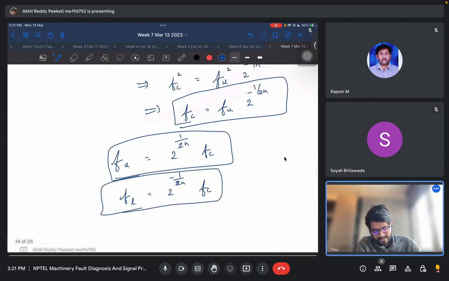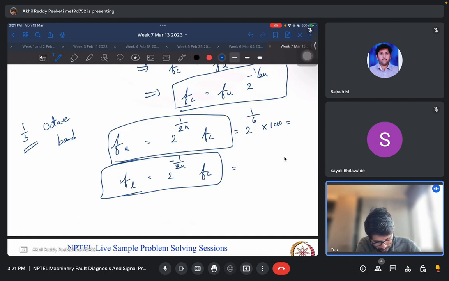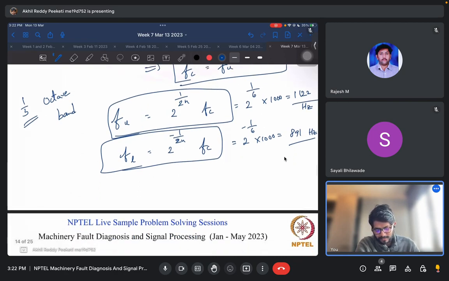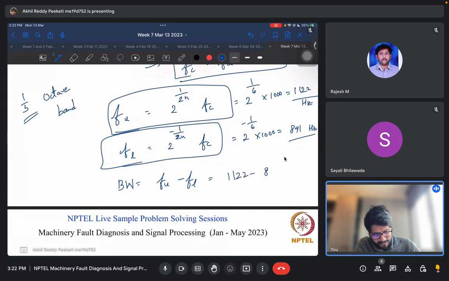Okay. Now let's calculate. So 2 power 1 by n, here it's given 1 by 3 octave band. So 2 power 1 by 6 into center frequency given as 1000 hertz. And here 2 power minus 1 by 6 into 1000 hertz. Okay. So this is almost 1122 hertz and this is almost 891 hertz. Okay. Now we got the upper and lower frequencies. What about the bandwidth? It is FU minus FL. So here 1122 minus 891 hertz, so almost 231 hertz. Okay.